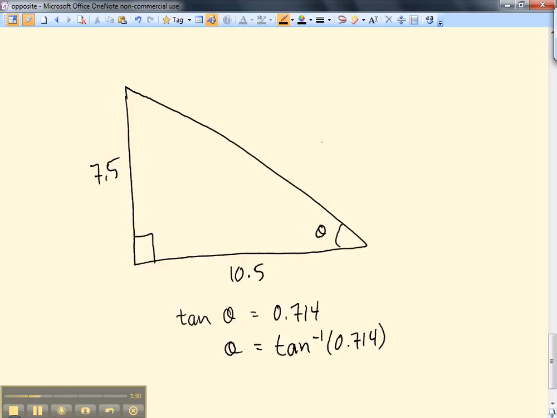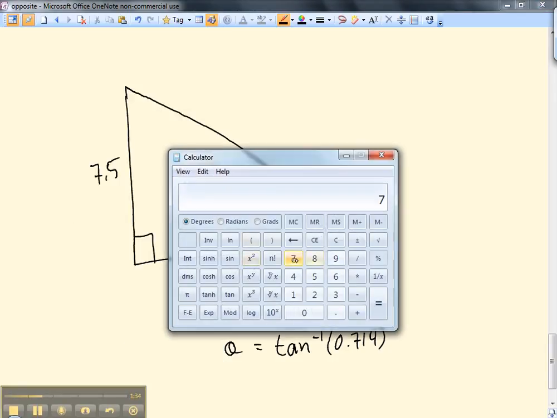So let's just pull up my calculator here. I'm going to go 7.5 divided by 10.5. There's my big long number, and I want to do the inverse tangent. On this calculator, I can't just go tangent, I have to do the inverse tangent. To do that, I go right here, inverse tan. It looks like 10 to the power of -1, which is the inverse of tangent. And boom, there's my angle, 35.5 degrees.